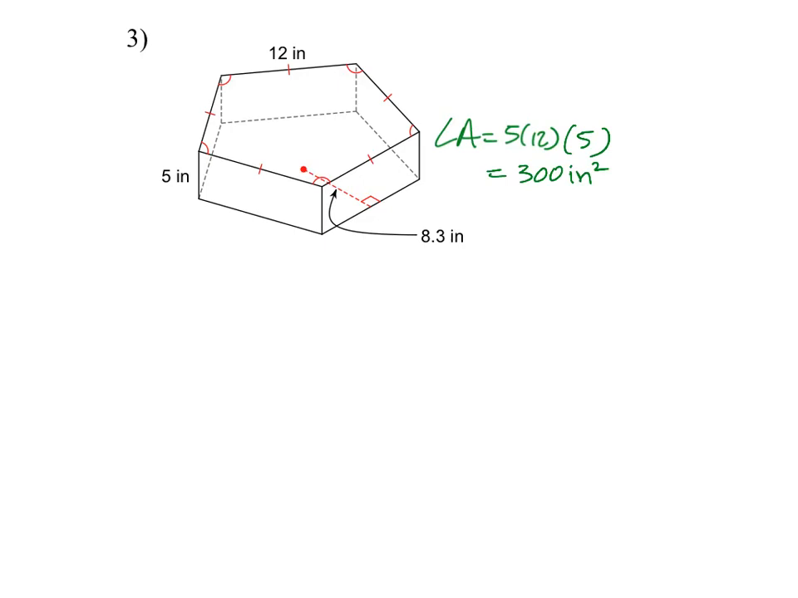Now, I want to find the surface area. But to find the surface area, I want to find first the area of the base. So I know that it's telling me that the apothem right here is 8.3. So the area equals 1/2 of the apothem times the perimeter of that figure. So it's 5 times 12. So going to my calculator, I'm going to find that 8.3 times 60 divided by 2 equals 249, right? So that's the area of the base.